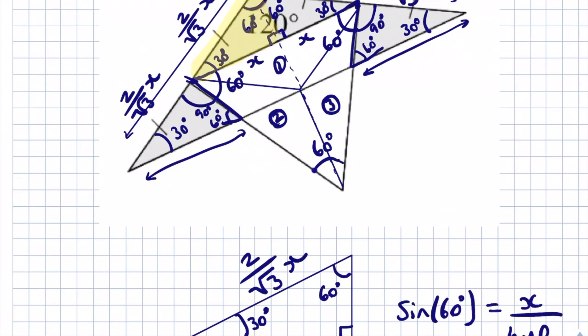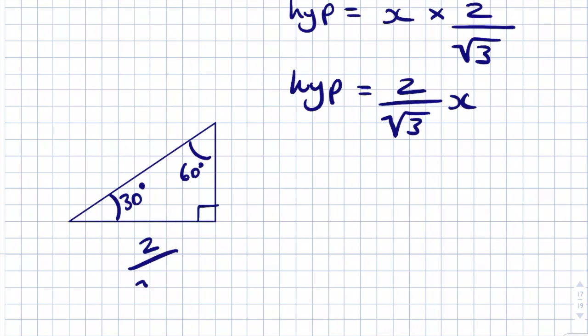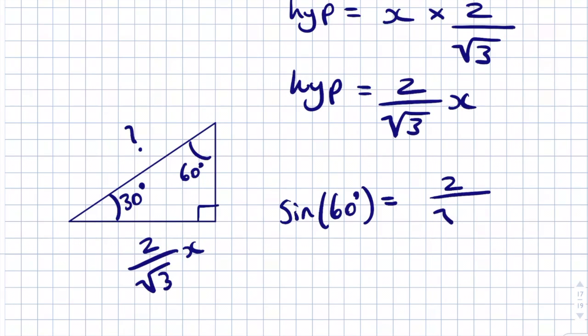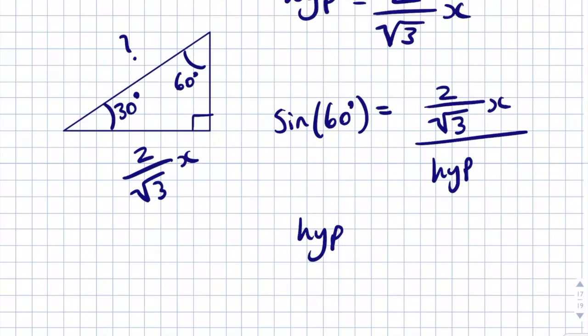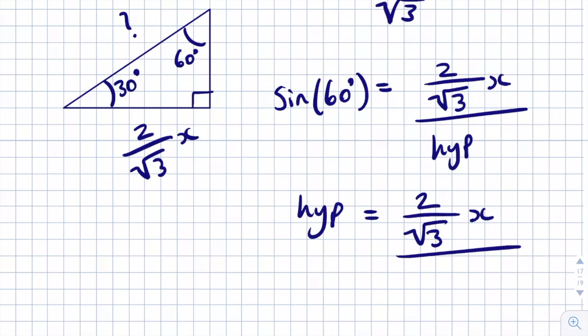And of course this is going to be another right angle triangle in which we're going to need to try and find the hypotenuse in terms of x. We've got another triangle where this is 2 over root 3 x, and we need to find what the hypotenuse is. So again, we can say that sine 60 is equal to the opposite, which is 2 over root 3 x, divided by the hypotenuse. Well, we can rearrange this to get the hypotenuse: the hypotenuse is 2 over root 3 x divided by sine 60, which we know is root 3 over 2.